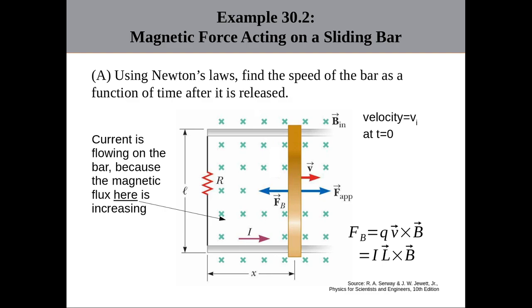Okay, so now we have to analyze the factors on it. We have the initial velocity at time 0, and we have the velocity. Here's the current running on it, and the point is the current on the wire.